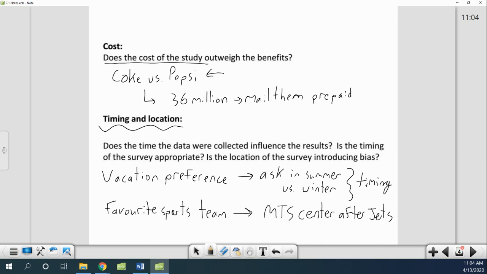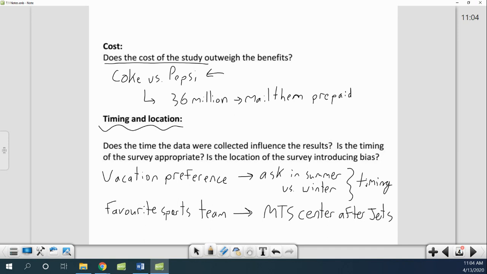And what do you think my results are going to be? Yeah, they're going to like the Jets, right? So not only is the timing after the Jets game, but also the location at the MTS Center. If I was asking, I don't know, somewhere else, if I was asking around Niverville after a Jets game, it wouldn't make a big difference. Actually, it might still make a difference because most of the hardcore Jets fans wouldn't be around. They'd be in the city watching the game, right? So location makes a big difference.